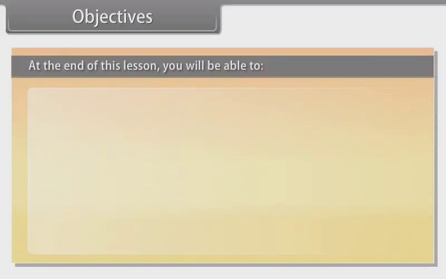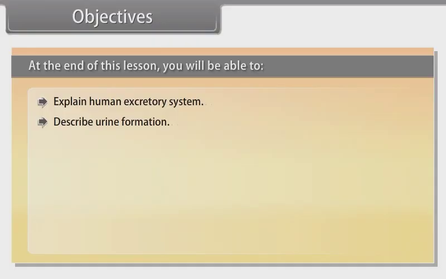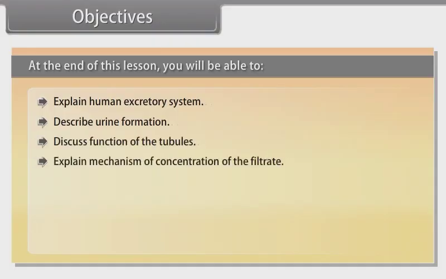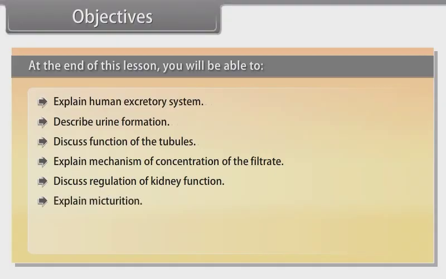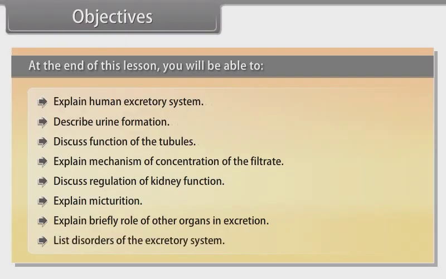Objectives. At the end of this lesson, you will be able to explain human excretory system, describe urine formation, discuss functions of the tubules, explain mechanism of concentration of the filtrate, discuss regulation of kidney function, explain micturition, explain briefly role of other organs in excretion, list disorders of the excretory system.